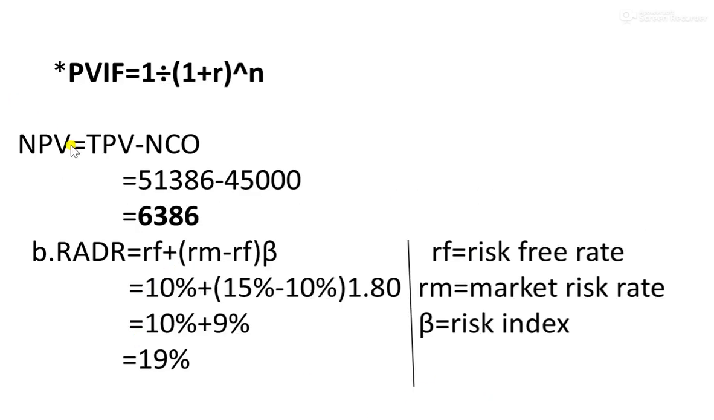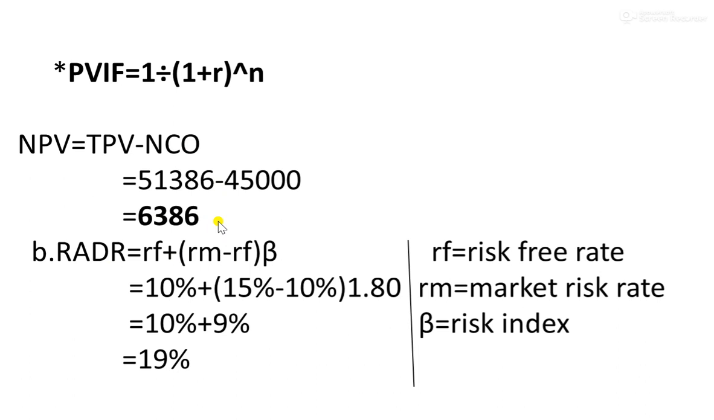So NPV equal to TPV minus NCO, total present value minus net cash outflow or the initial investment. After deducting, we get 6,386. This is the NPV, and we can say that this NPV is risk unadjusted because we used the firm's cost of capital for the calculation of this NPV.